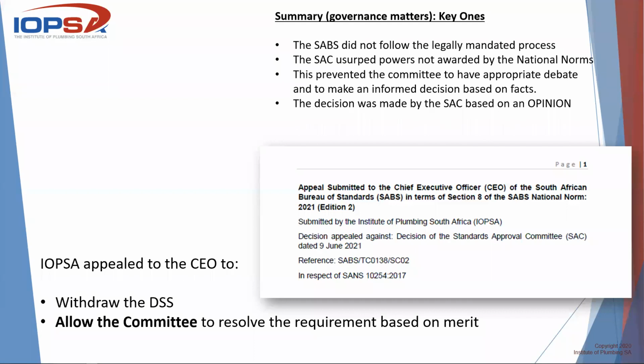So on the bottom right-hand corner, you'll see the appeal that we submitted to the CEO of SABS, and it is dated the 9th of June 2021. In the appeal, the main thing that we asked for is please withdraw the DSS process, as we felt that we could reach consensus had the matter just gone back to the special committee for decision making and consensus reaching. We also stated, please allow the committee to resolve the required problems that have arisen, and let's debate and reach a consensus.